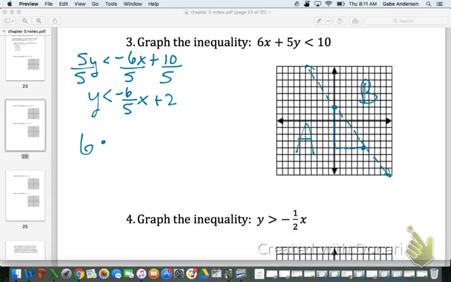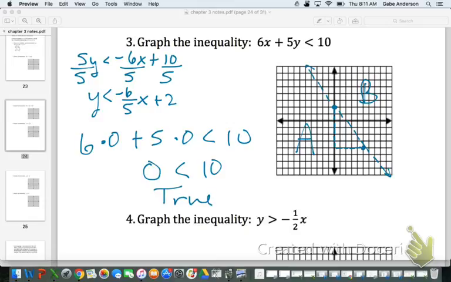Test value, 6 times 0 plus 5 times 0 is less than 10. 0 is less than 10. Is that true? Yes, true. And so that means the region that contains my test value is my answer region, so I need to shade there. That would be region A in this case.